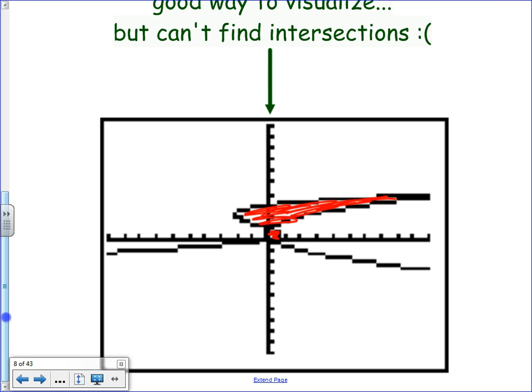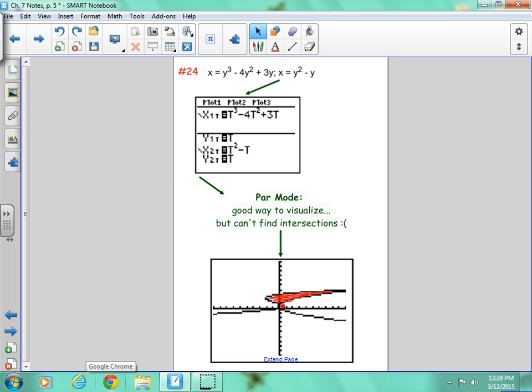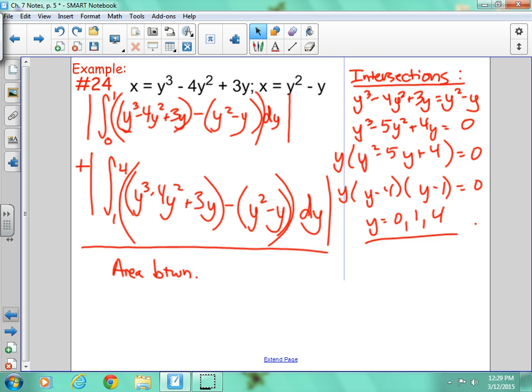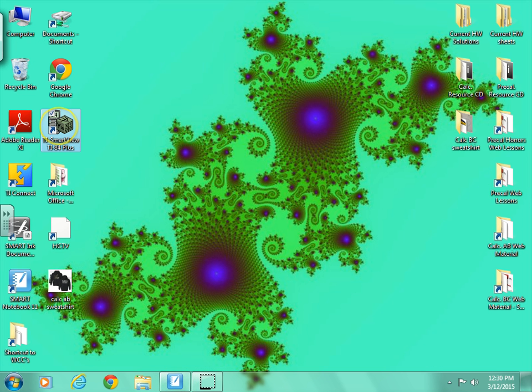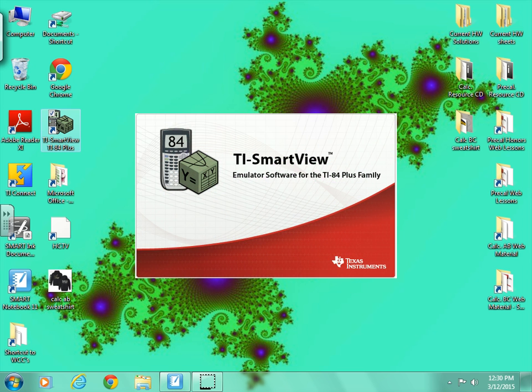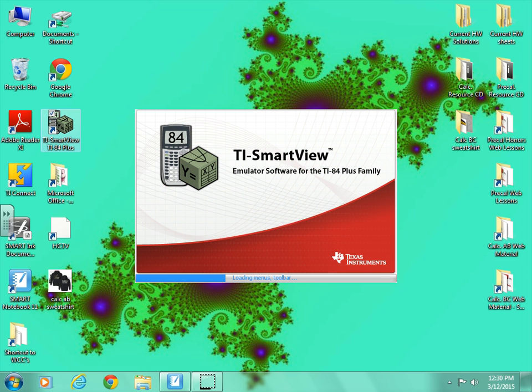But here's the problem, kiddos. If we were to go to par mode, remember I told you sometimes the AP guys will give you ones where the intersections are decimals? Can you do intersections in par mode? Can you do mins and maxes and all the cool second calc, second trace? Well, in par mode you can get a really good picture. I just didn't work too hard on it.